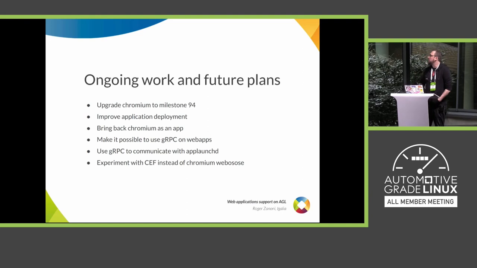And speaking about our future plans for the AGL web support, we plan to upgrade to the new Chromium milestone that was shipped by the webOS project. That's milestone 94. We plan to improve how applications are deployed. Currently, the only option is to add a new recipe and bake a new image. We are planning to make it easier, like adding bundled applications again. We need to bring back Chromium as an application in the new images. It's not working because, if I'm not mistaken, it wasn't ready to work with App Launch D.